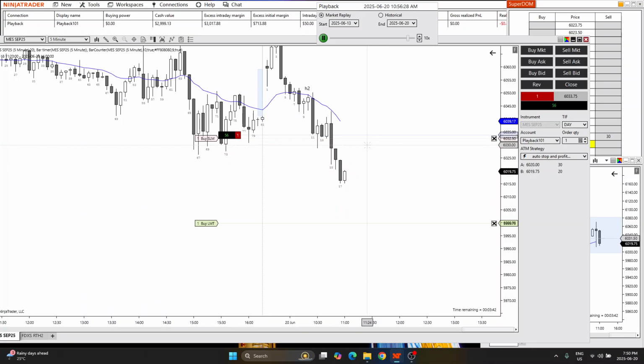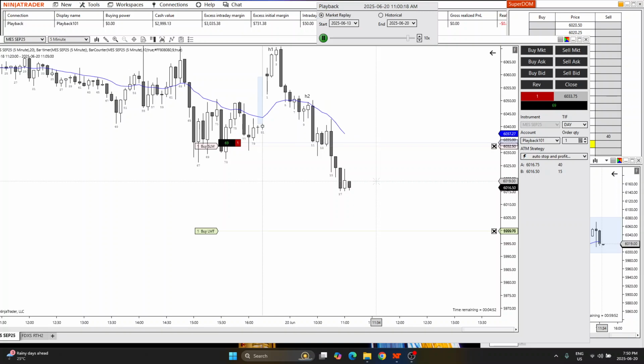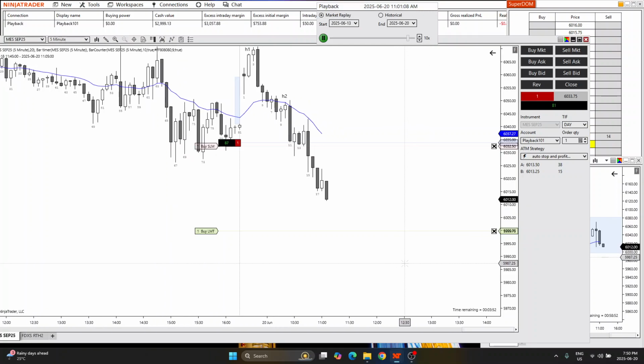So this bull bar, if it has a strong close, I will sell one tick above it. Still 1 minute remaining. Not a good looking bull bar, so I will not move my stop loss. I'll bring my stop loss down to here.